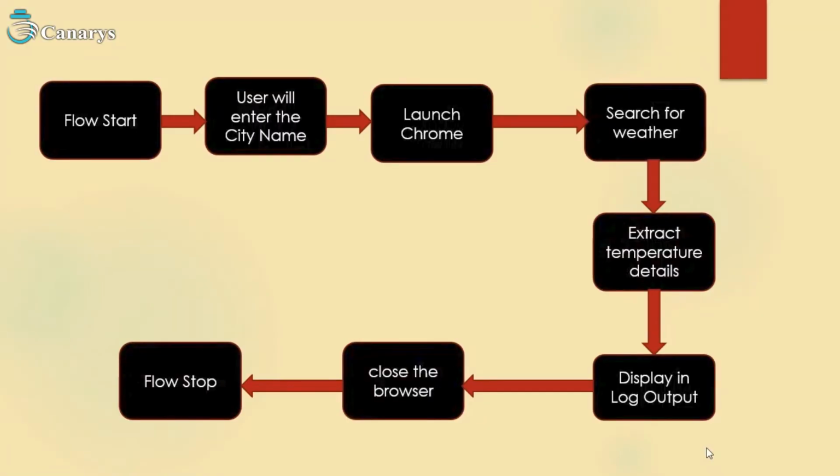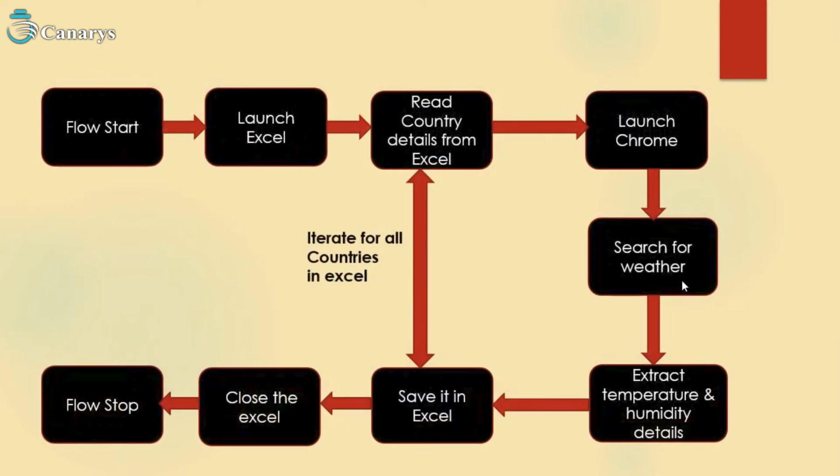This is our flow for the first case. The flow will start from here, and the user will give the city name, and it will launch Chrome. It will search for the weather of the city, extract the details, that is the temperature, and display it in the log output. It will close the browser, and the flow will stop. This is our first case, and this is our second case.